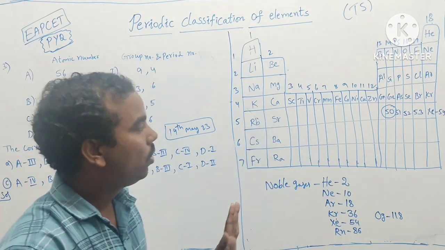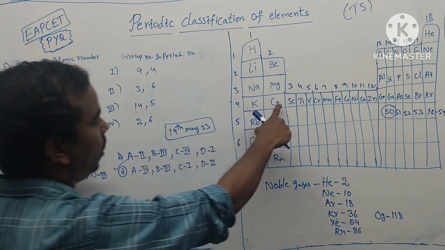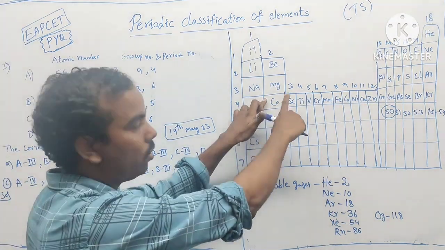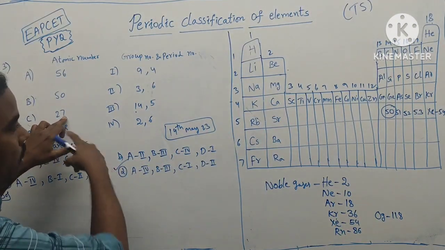So 21 up to 20 are S block and P block, 21 to 30 are D block. So 27 means it is D block.